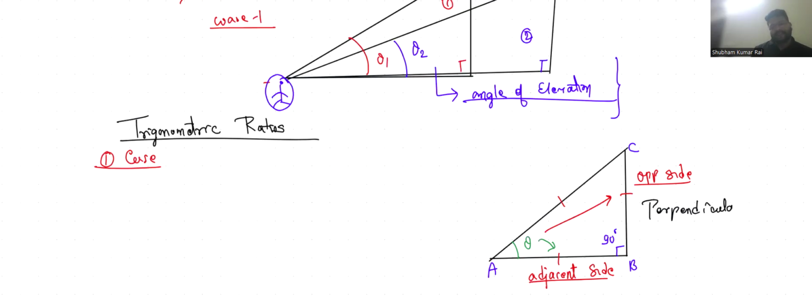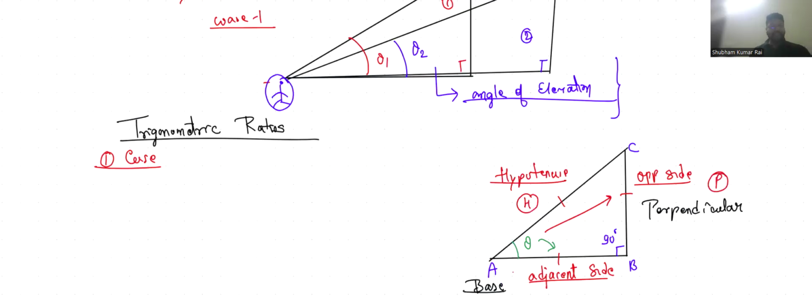Whereas the adjacent side is said to be the base. And the upper part that we are having is said to be the hypotenuse. Hypotenuse is represented by capital H, perpendicular is represented by capital P, and base is represented by capital B.